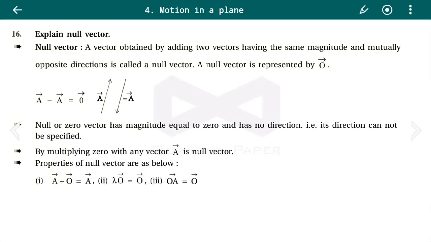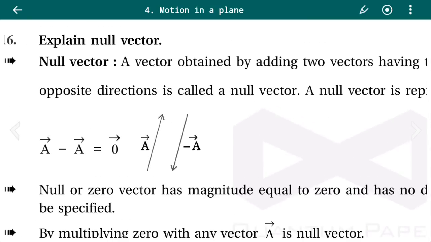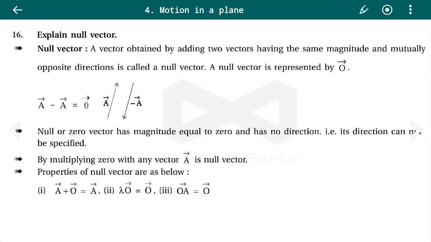In this video we are going to discuss the null vector and its importance, from chapter 4, Motion in a Plane. Explain null vector. So first let us go by the word. What is null, what is vector? Vector you already know. A vector is a physical quantity which has magnitude as well as direction, and null means void, that means 0. So here, what is a null vector?